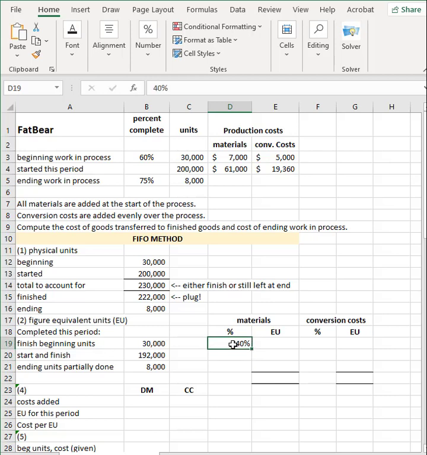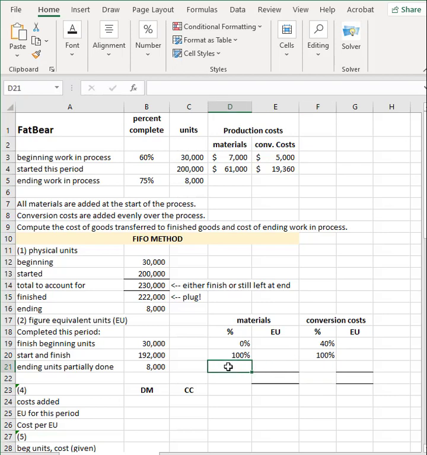Except for materials. That would be true for conversion costs, except for materials, because since materials are added at the beginning, those units that we started in the prior period and that are 60% complete at the start of this period already have all the materials in. So we wouldn't be adding any materials in order to finish those beginning units. The ones that were started and finished would have had no materials and no conversion costs, so they would have gotten 100% of the effort to finish a unit because we did the whole thing this period.